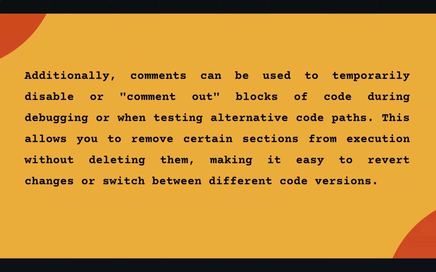Additionally, comments can be used to temporarily disable or comment out blocks of code during debugging or when testing alternative code paths. This allows you to remove certain sections from execution without deleting them, making it easy to revert changes or switch between different code versions.